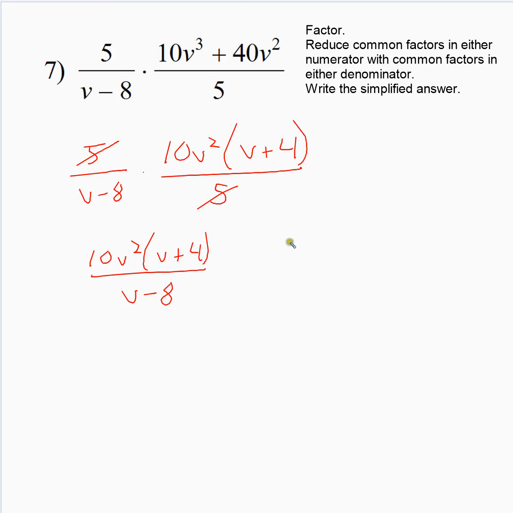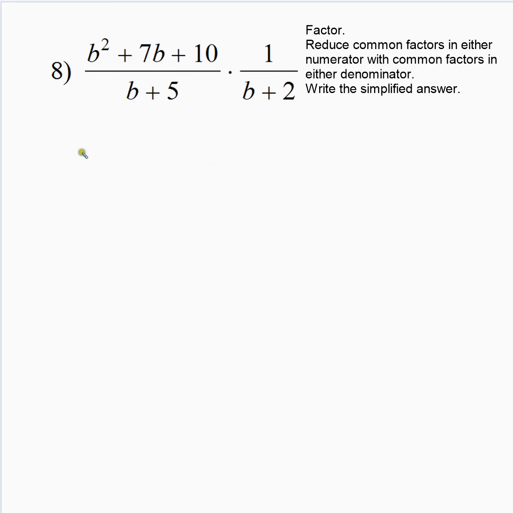If you had this multiplied out, it would have been fine to have 10v cubed plus 40v squared over v minus 8. That would have been an acceptable answer also.